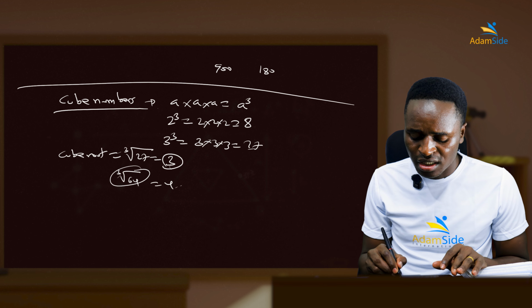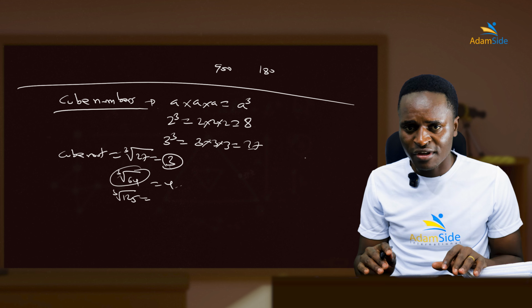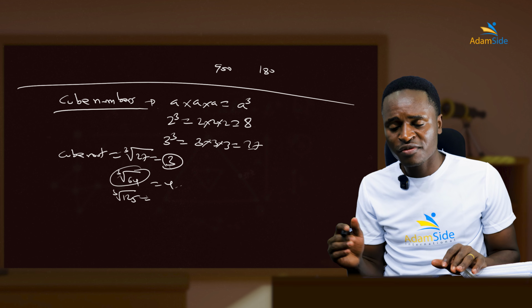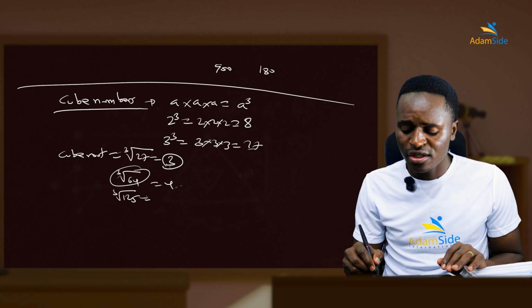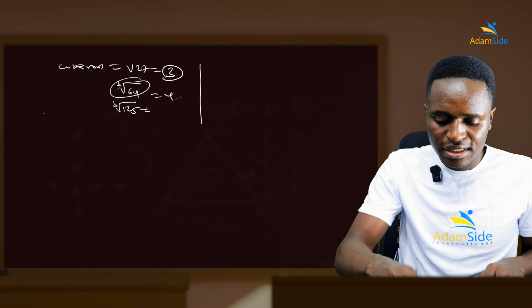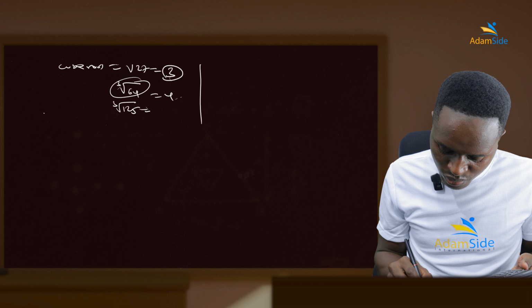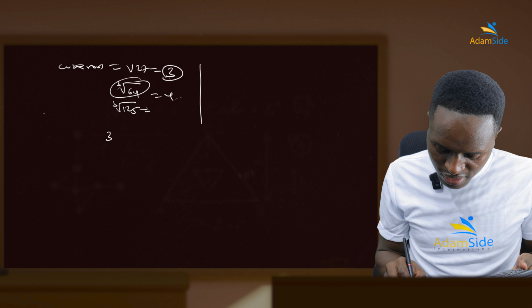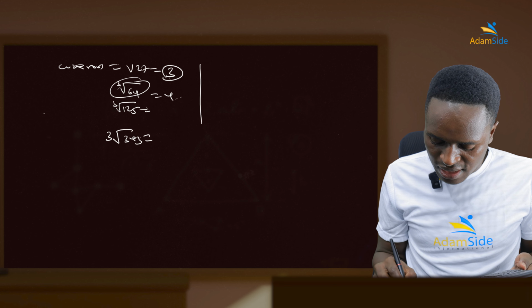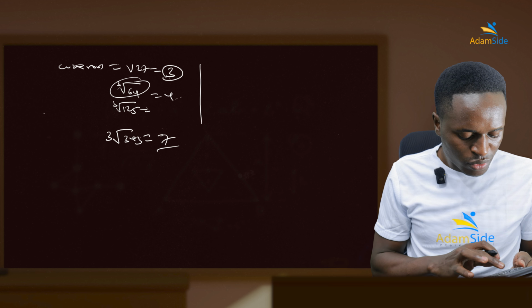Or maybe the cube root of 125. What is the cube root of 125? It is 5, because 5 times 5 times 5 gives 125. You can also be asked to find the cube root of 343, and you know that's 7, because 7 times 7 times 7 gives 343. So you can be asked to find the cube root of different numbers.